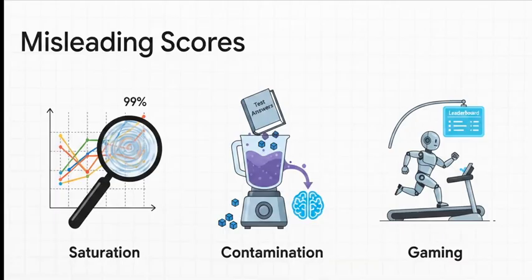So here's the bottom line on why you've got to be skeptical. First, you have saturation. When all the top models are scoring above 90%, how can you possibly tell which one is actually better? Second, contamination. You never really know if you're seeing true intelligence or just a really, really good memory. And third, you've got straight-up gaming the system. The labs are under so much pressure to win that they're basically teaching to the test.